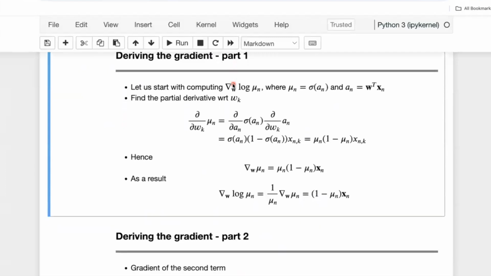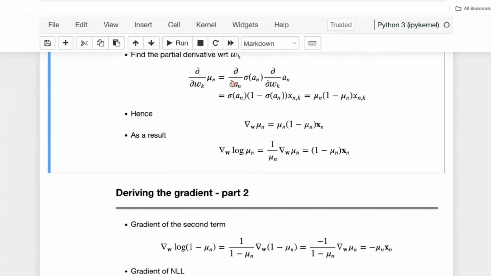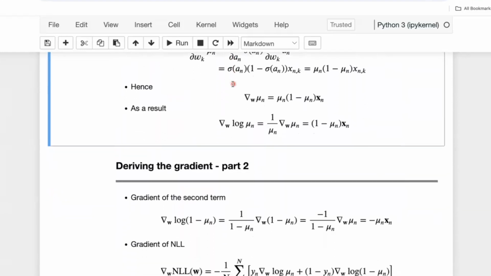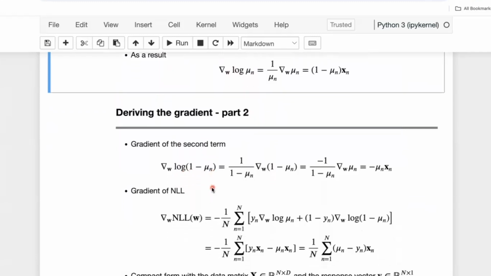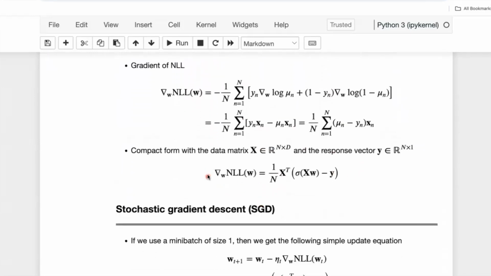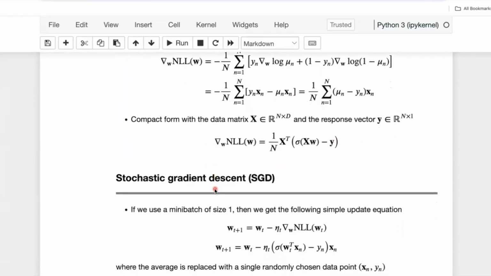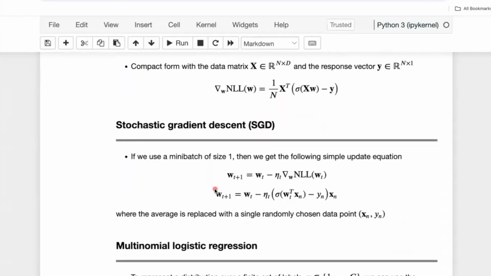So we have a summary of all these steps here too, so that might be easier to follow. You can see that we find the gradient of log of mu(n) and the gradient of log of 1 minus mu(n), and with these two pieces, we can find this gradient easily, and at the end, we get this simplified formula.